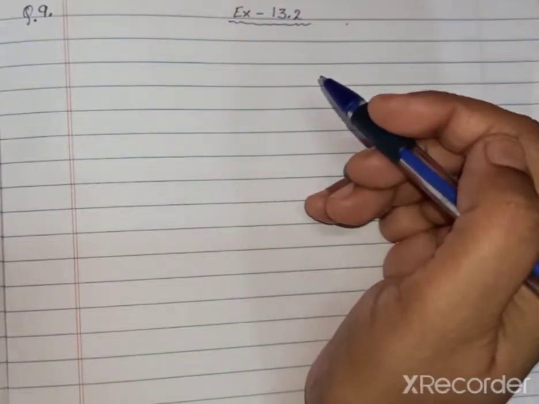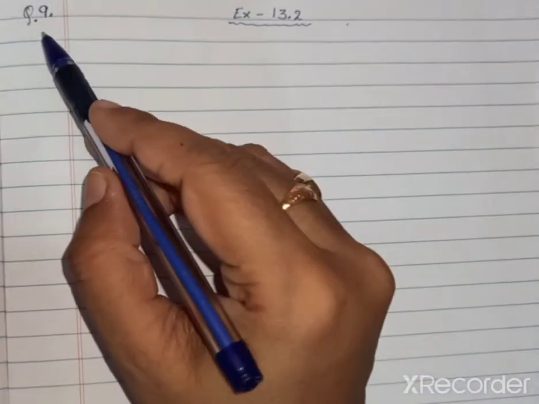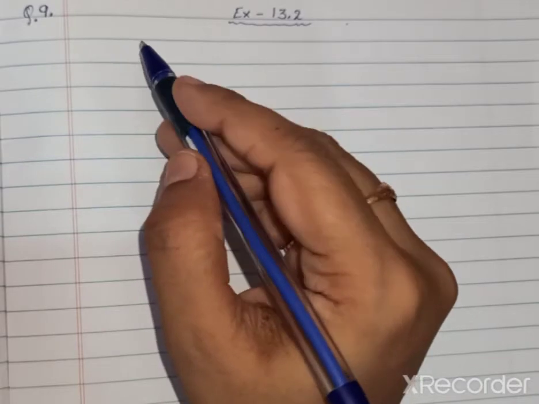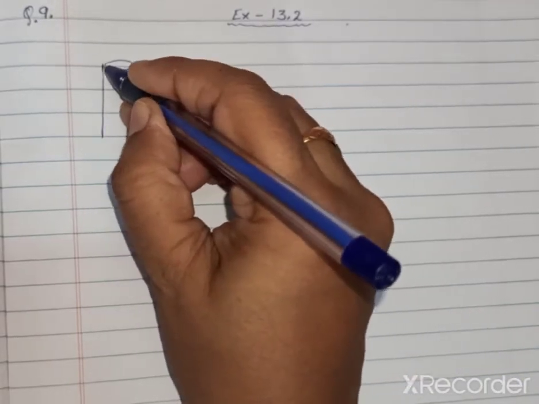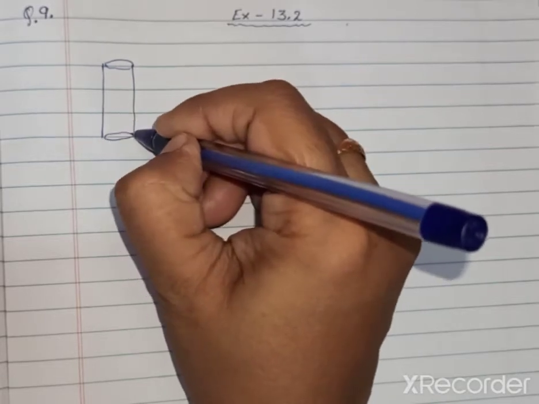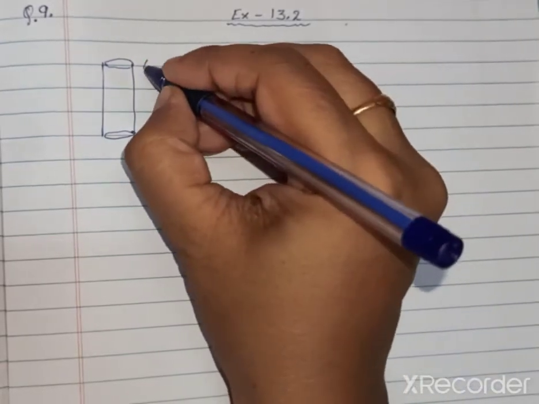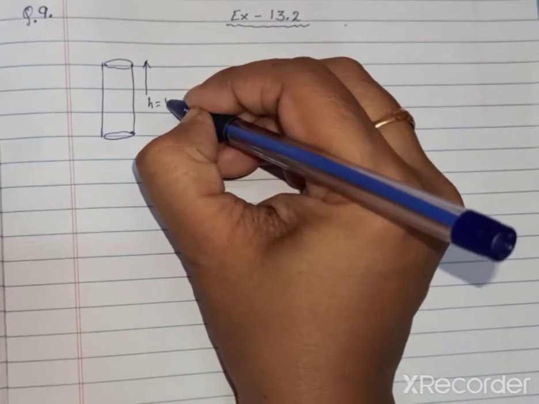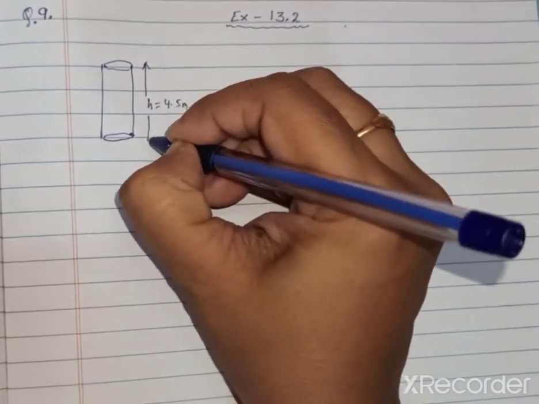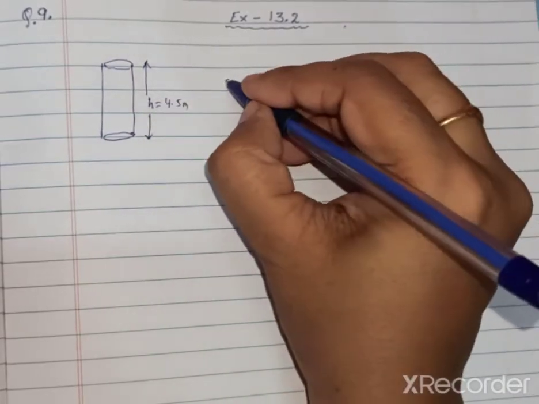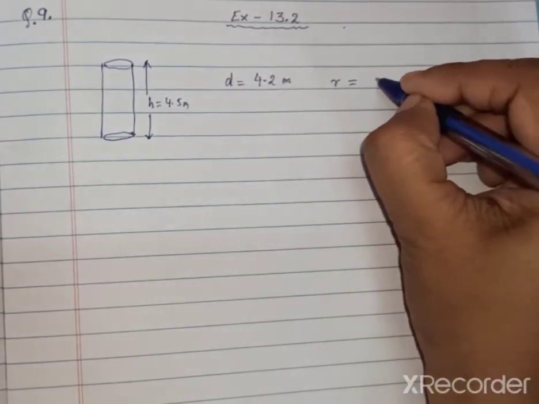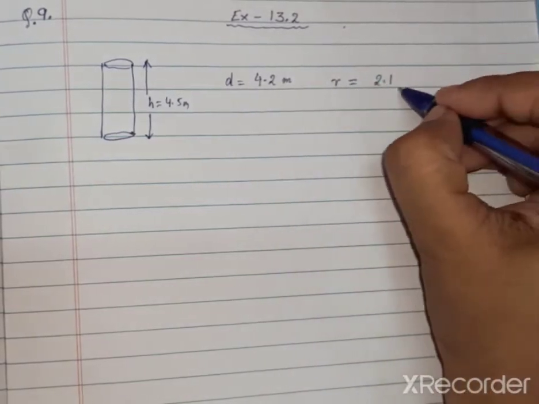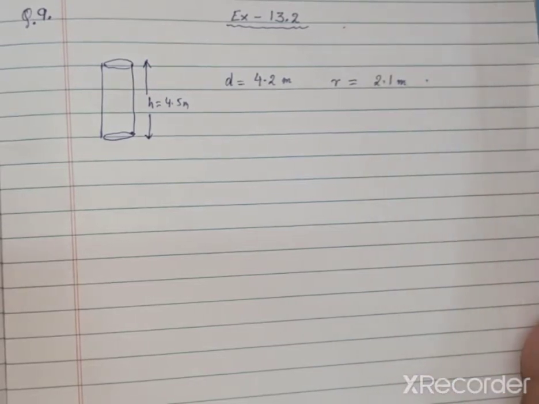Student, now we will solve exercise 13.2, question number 9. According to this question, a closed cylindrical petrol tank is there, and its height is given as 4.5 meter, and its diameter is given as 4.2 meter. So its radius will be 4.2 by 2, so radius will be 2.1.